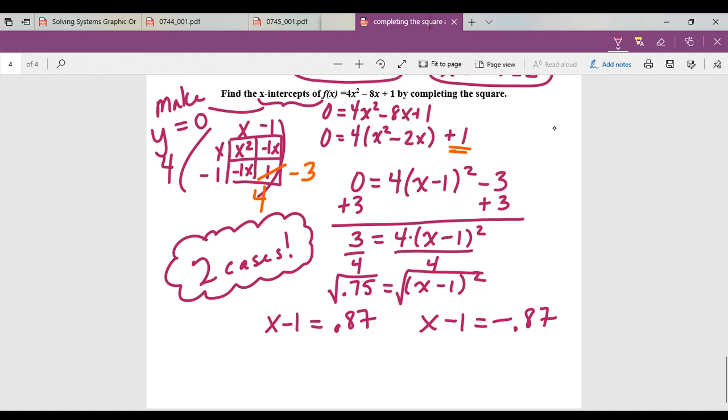Now we just have to add our 1 to both sides. So x equals 1.87. That's one answer. And this does, I cannot mentally add 1. Is it 0.13, I think? I'm going to double check myself. Yes, 0.13. And then there's our other answer. Okay, any questions?